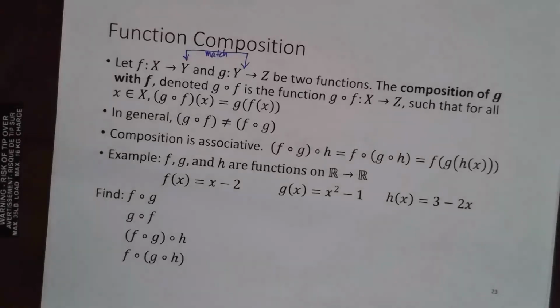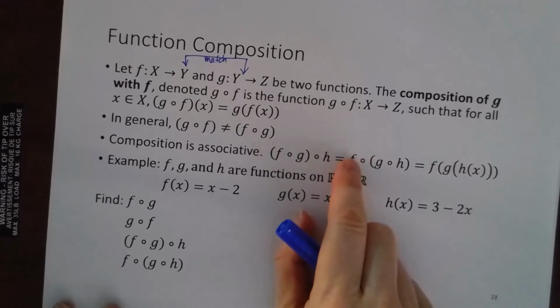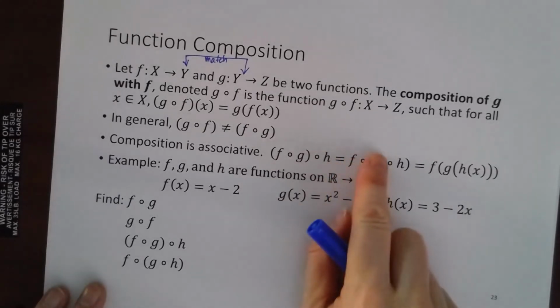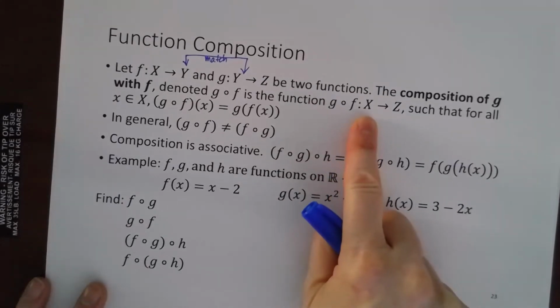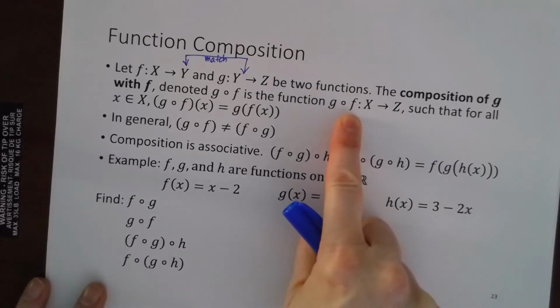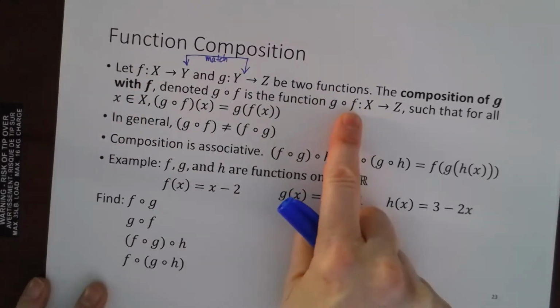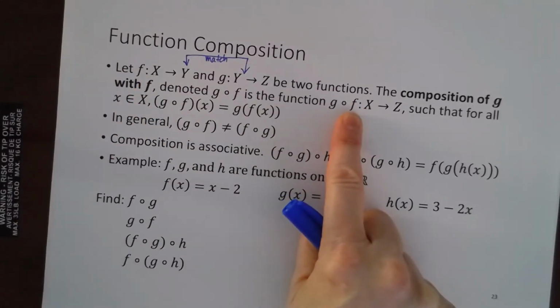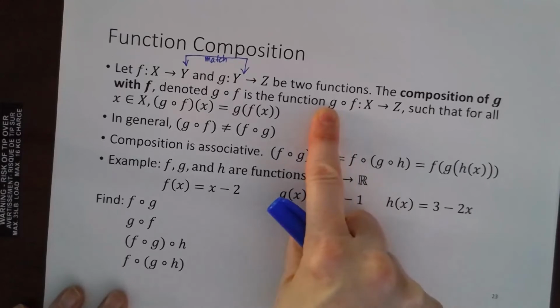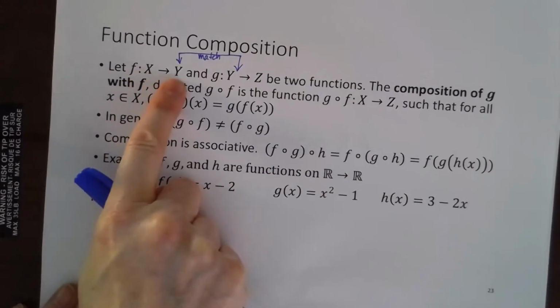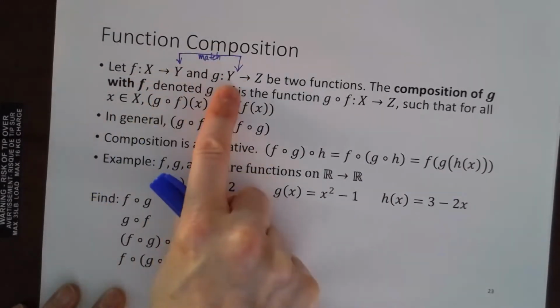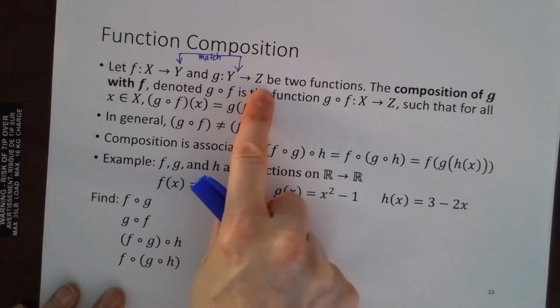Okay, so if I want to find the composition of g composed with f, or g of f, we're going to do the f function first here. Okay, so the input is going to come from the set x. And then after we do the f, it will give us some value. We'll feed that into the g function. So that f will give us something from y. We'll feed that y value into the g function, and it'll give us an output from z.